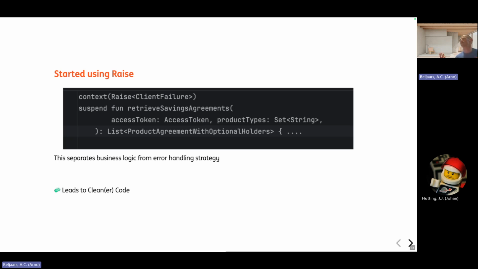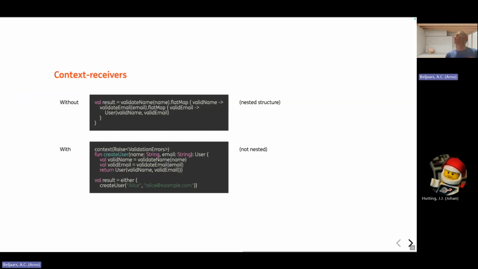And here we use Arrow's raise with a context receiver, and basically it means that you need this context for your function to be able to be called. And it leads to cleaner code because you don't need to unwrap all these results in the Eithers. Here you see that in action in a simple example.